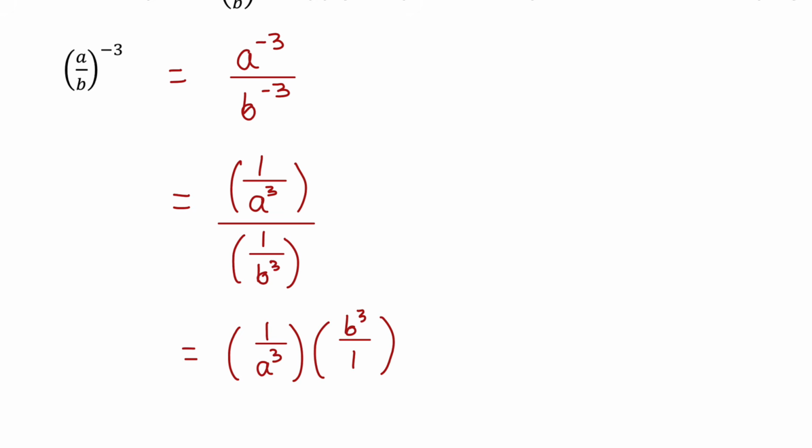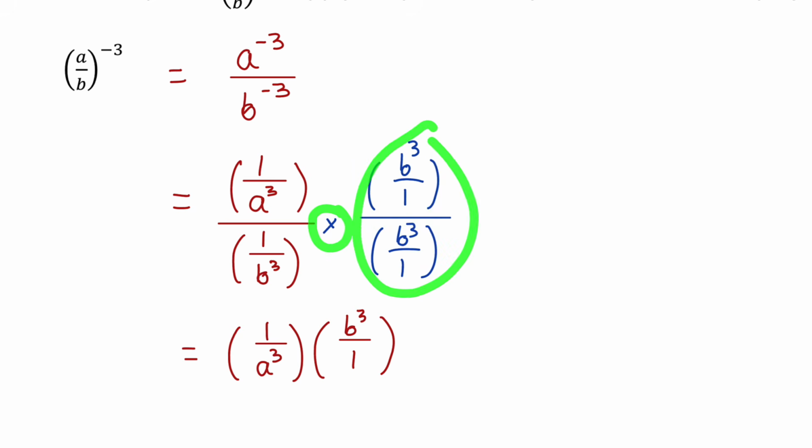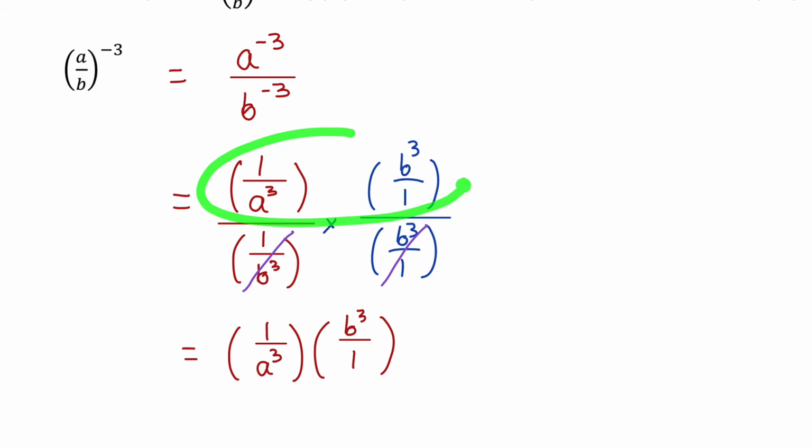And in case you don't know, the reason why we're able to do this keep, change, flip, really what we did was we multiplied top and bottom of this fraction by the reciprocal of 1 over b cubed. So we multiplied the top and bottom by b cubed over 1. And anything divided by itself is 1, so we're really just multiplying by 1. So we're not changing its value. But what happens is this 1 over b cubed will cancel out exactly with this b cubed over 1. That equals 1, leaving us with this product in the numerator, which is exactly what I wrote here.